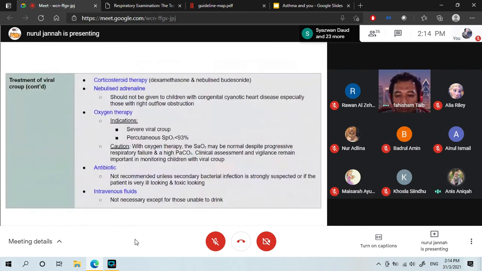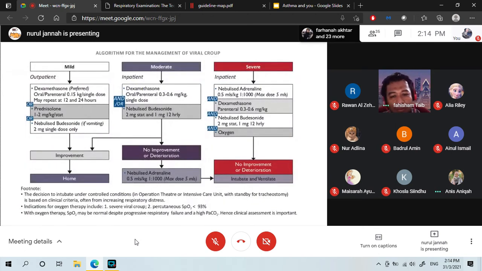Okay, next. Just beware, you say nebulized adrenaline. So, what is the problem with nebulized adrenaline? It cannot be given to a patient with cyanotic heart disease. Anything else?